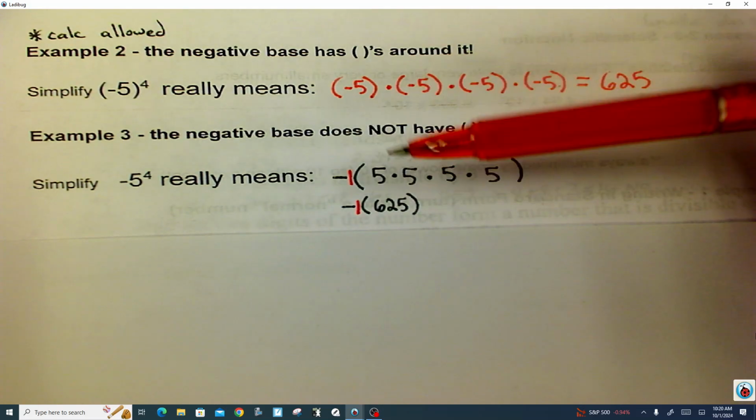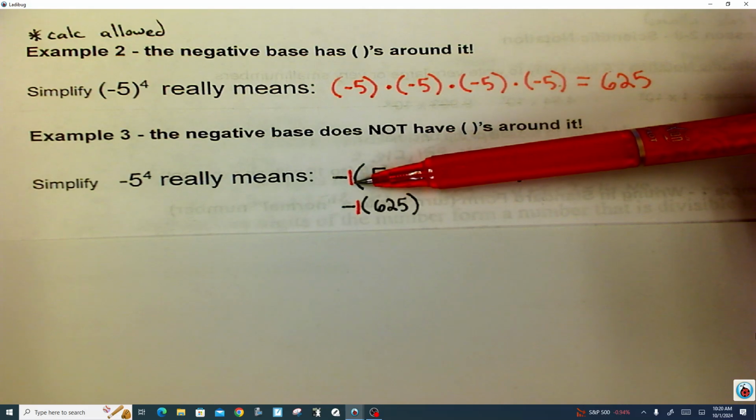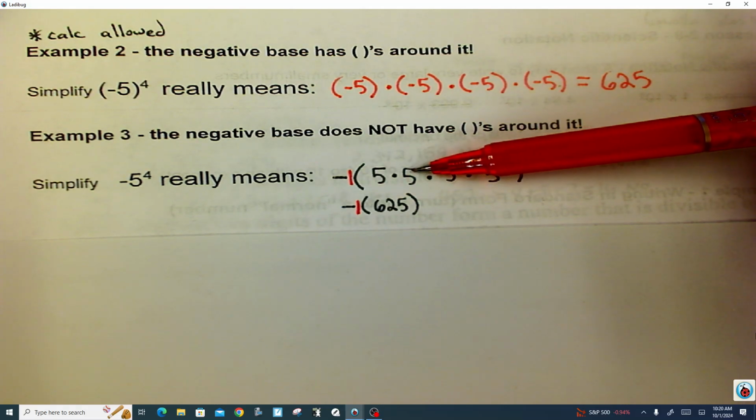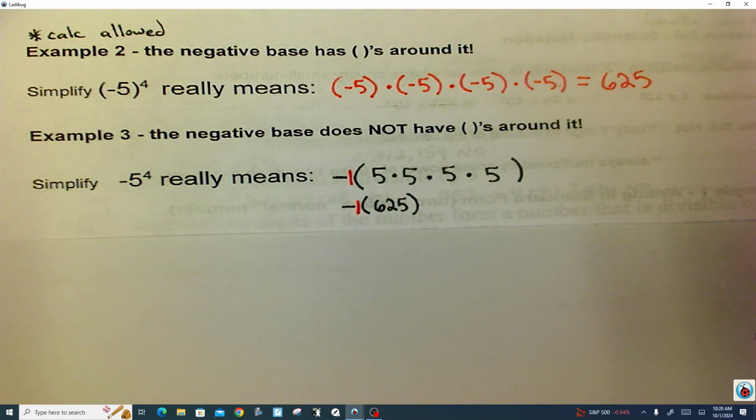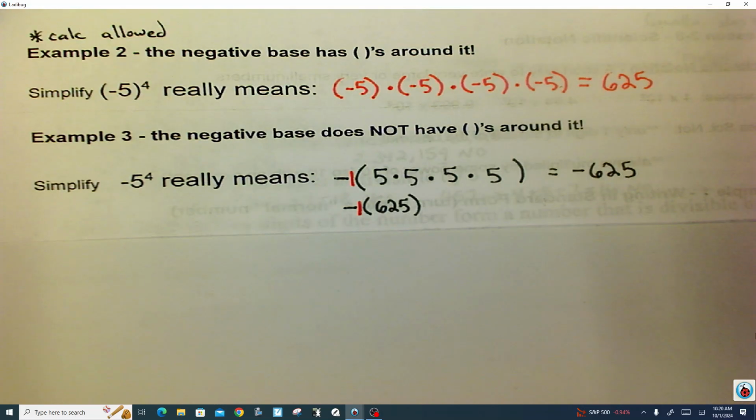Or you can look at it as if it was a negative 1 times what's happening inside the parentheses. So this would be a negative 1 times 625. So our final answer is negative 625. Now this seems really strange to you, I understand, but it is just part of what we need to know for a few things in algebra where it pops up and how to use this calculator correctly.